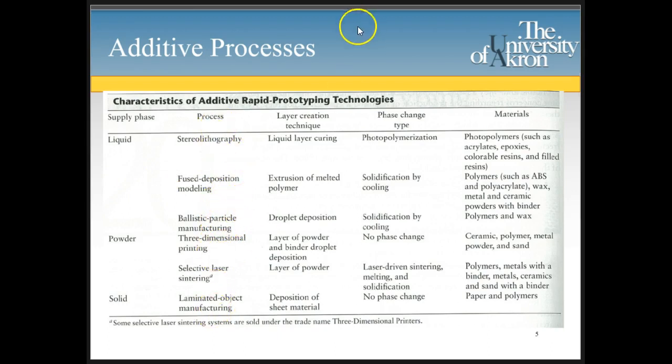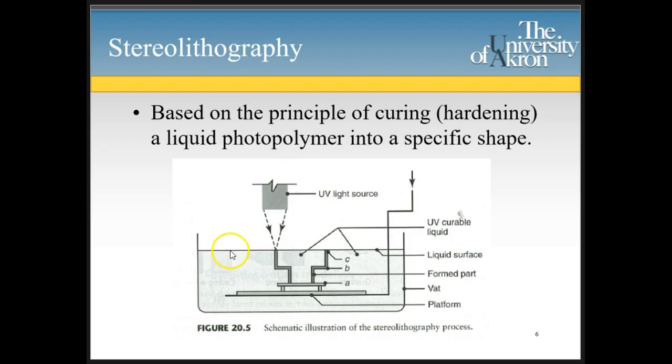So this lists the process, this lists the layer or creation technique. This shows what's happening to solidify it and what materials you can use. So stereolithography was one of the early, if not the earliest, maybe the first additive manufacturing. It was very expensive early on. It would basically take a liquid polymer.